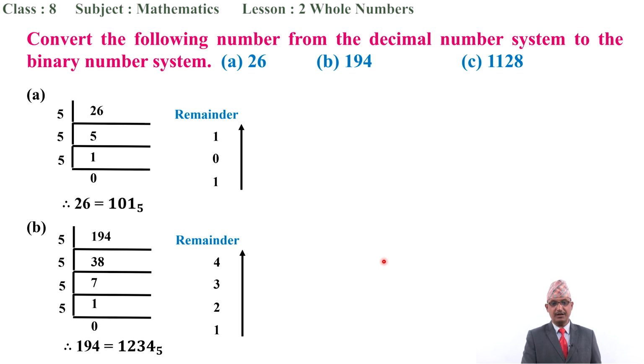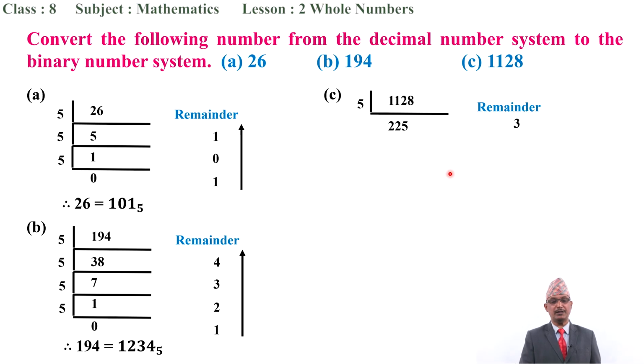Similarly, we discuss C number question, which is 1128 of decimal number system, and we are going to convert it into quinary number system. So exactly like A and B, we divide it by 5. So divide 1128 by 5. Use your calculator. How much have you got? Yes, 225 5s are. Multiply 225 by 5. Then you will get 1125. From 1128, if you subtract 1125, then remainder is 3.